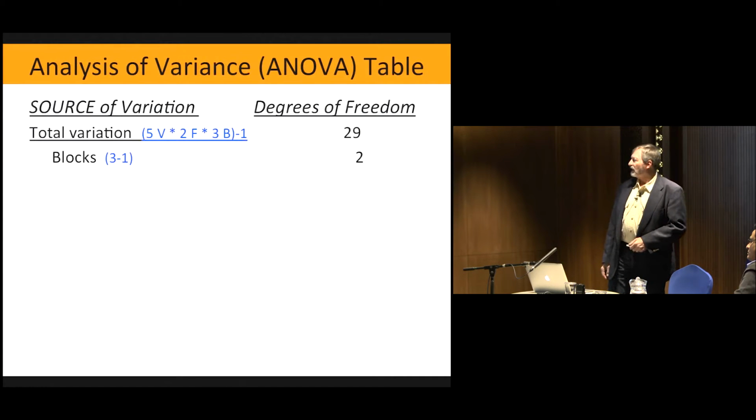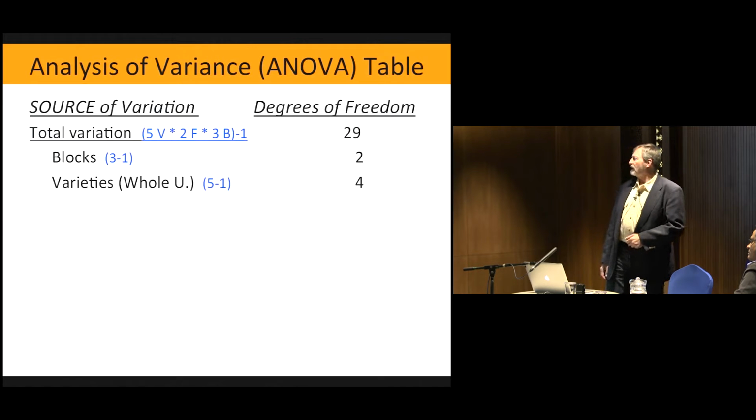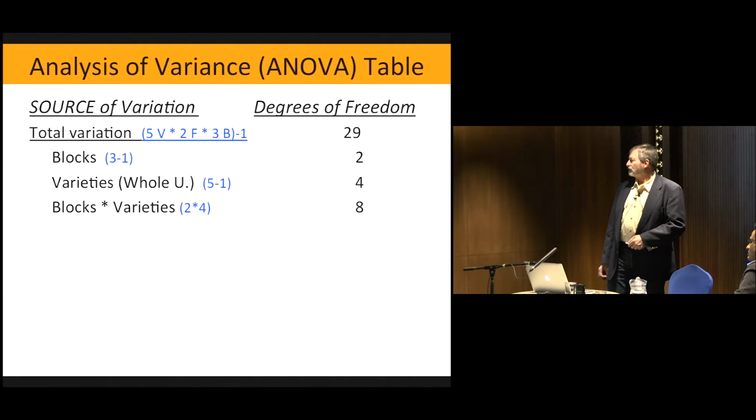There are 3 blocks, so 3 minus 1 is 2 degrees of freedom for the complete blocks. For the varieties, there are 5 varieties, so 5 minus 1 is 4 degrees of freedom. Blocks times varieties: 2 degrees of freedom for blocks and 4 degrees of freedom for varieties, so 8 total degrees of freedom.